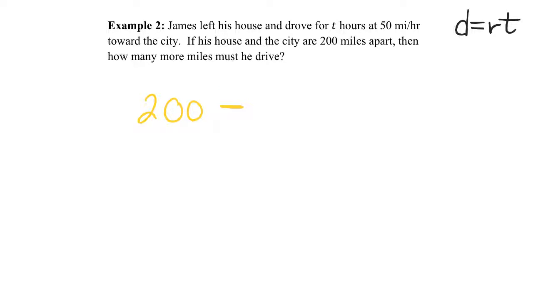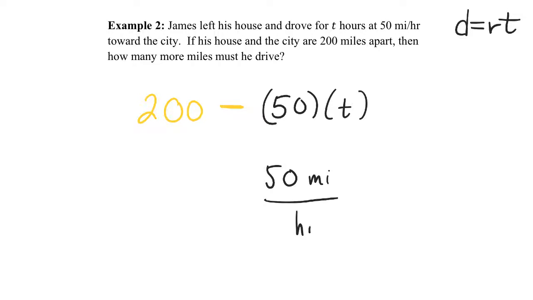So the rate at which we are traveling here is indeed 50 miles per hour, and we are traveling for t hours. So 200 minus 50t. If you're not sure that this is right, check out your units. Watch what I'm going to do. 50, what are my units? Units of 50 are what? Miles per hour. So it's 50 miles per hour, agreed? Times, what are the units of t?